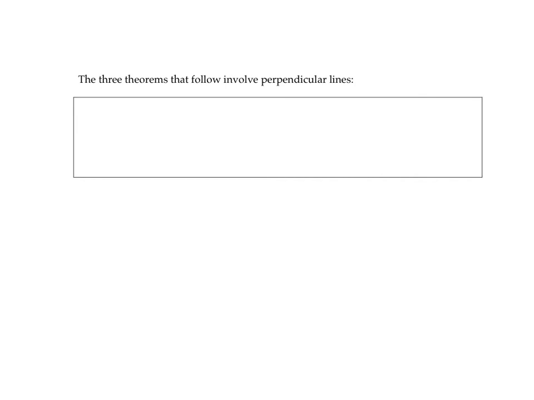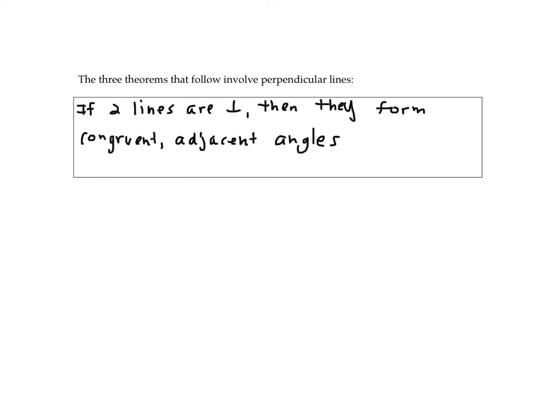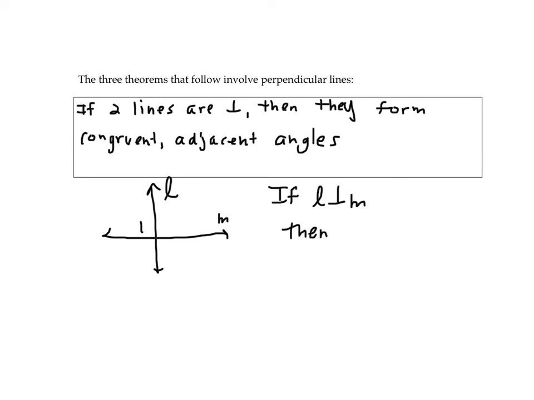There are three theorems that we're going to cover that involve perpendicular lines. The first one states, if two lines are perpendicular, then they form congruent adjacent angles. And a diagram of this would be, let's say we have line L perpendicular to line M. So if we're given L perpendicular to M, then our takeaway would be to say that angle 1 is congruent to angle 2.